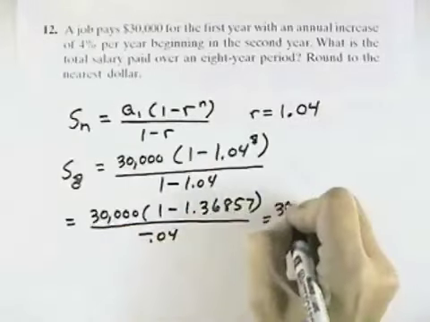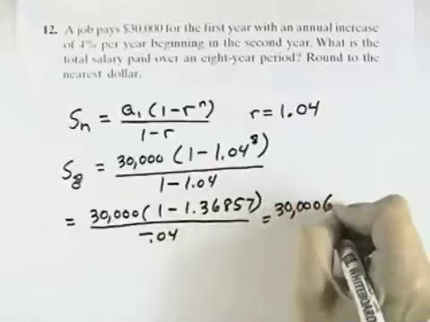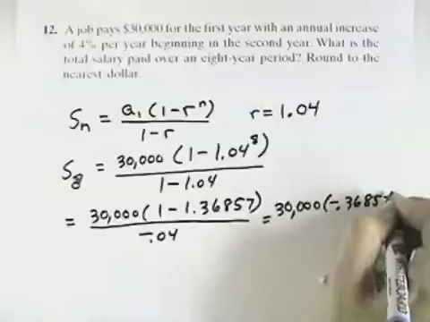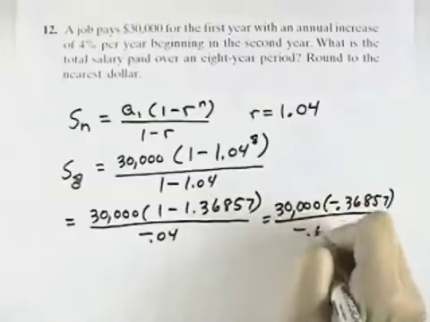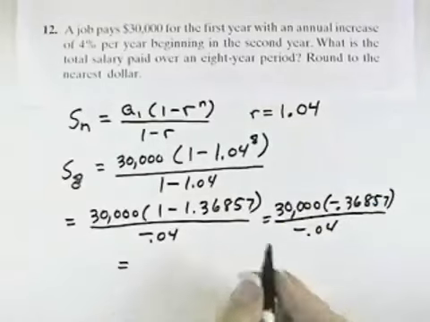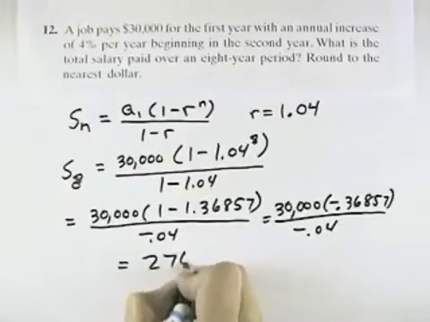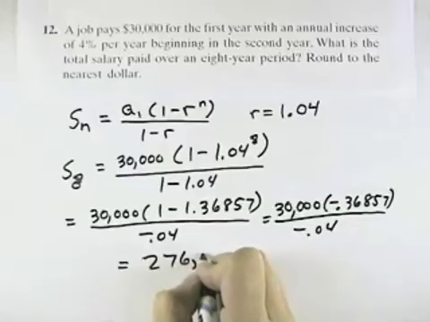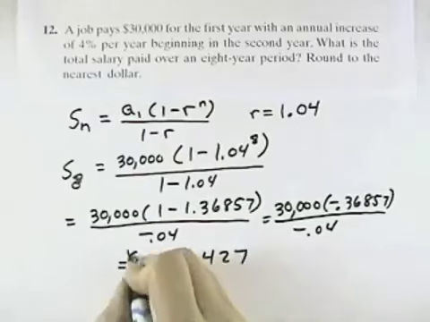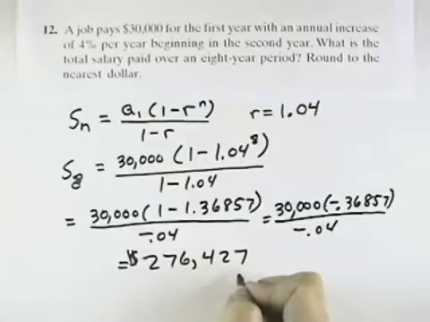So this gives us 30,000 times, approximately, if we subtract this, we get negative 0.36857 all over the negative 0.04. And if we multiply that together and divide by the negative 0.04, we should get approximately 276,400, and if I round off to a whole dollar, $276,427 would be the sum over 8 years.